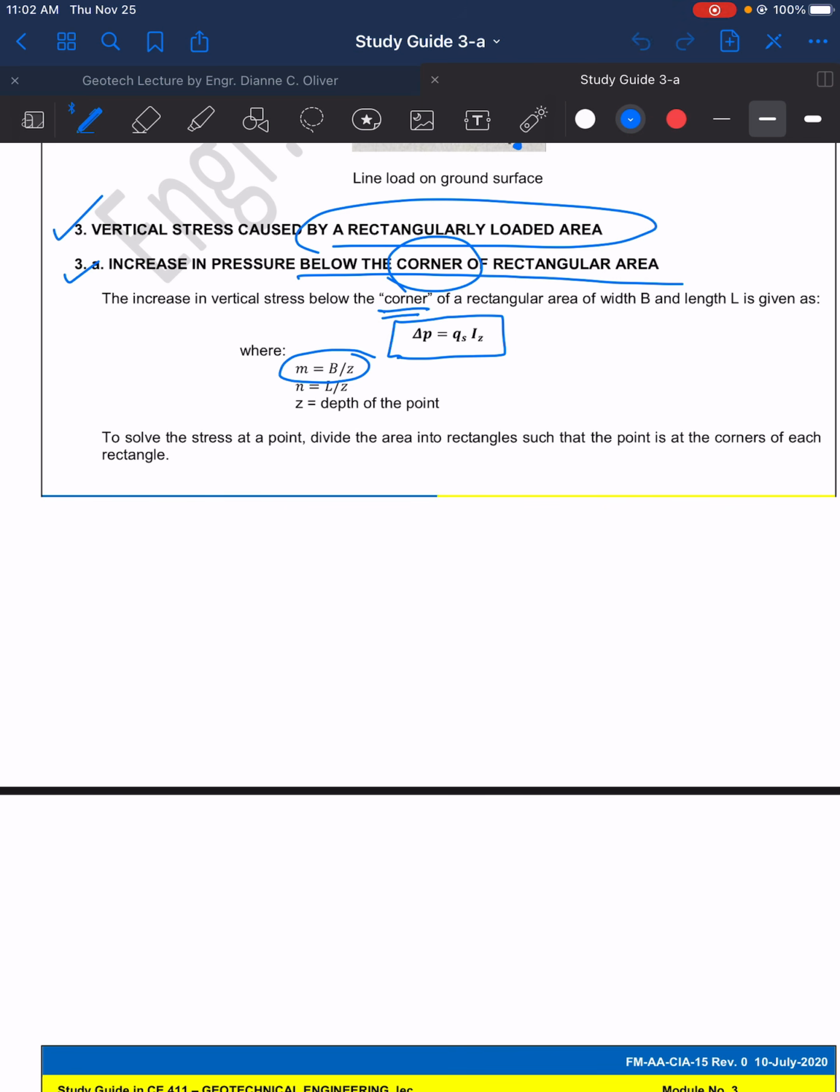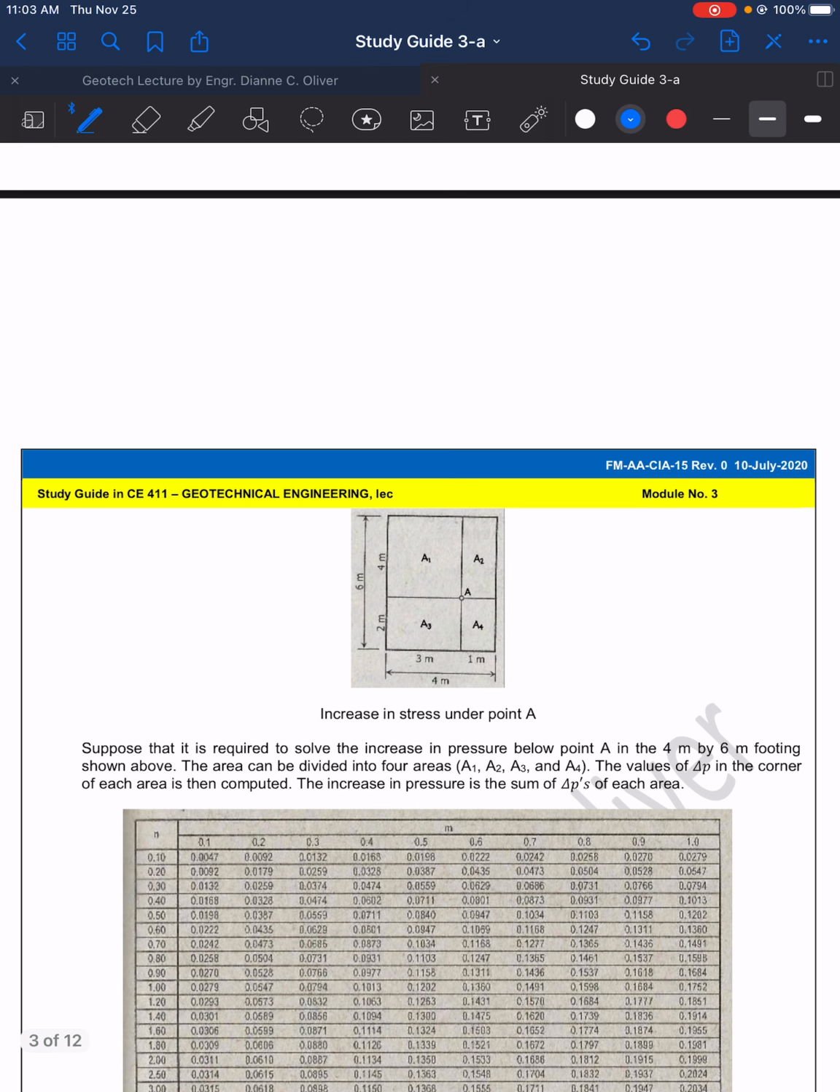m is B, B is the width. So B divided by the depth, then n is equal to L, or that is the length, divided by the depth, and then z is the depth of the point. Okay. To solve the stress at a point, divide the area into rectangles such that the point is at the corner of each rectangle. So here is an example.